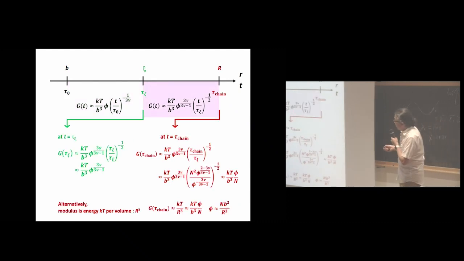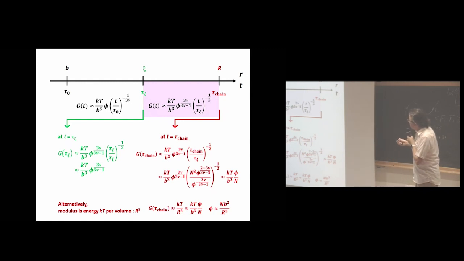Okay, for the Rouse model part, above the correlation length, you can do the same thing. So the green one is at the correlation length, at t equal tau xi. You can input tau xi here simply so that you have exactly the same relation calculated previously. So these two equations match at xi, it's normal.